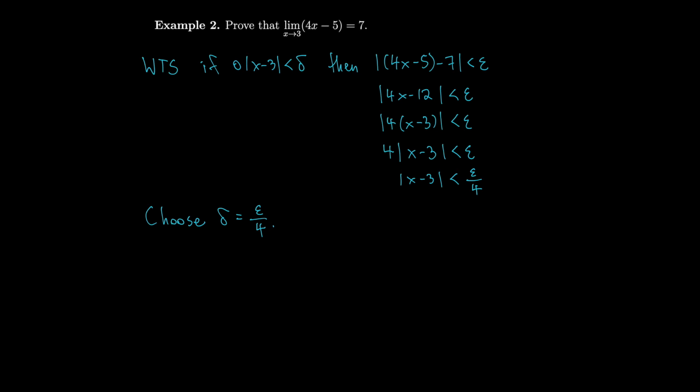However, part of a proof is to actually verify that the choice you made works. So we have to actually write: if the absolute value of x minus 3 is less than delta, now we have to show that the absolute value of 4x minus 5 minus 7 will be less than epsilon. But this is the easy part, because we're pretty much redoing the work we already did. We simplify it to 4x minus 12. We pull out the 4.